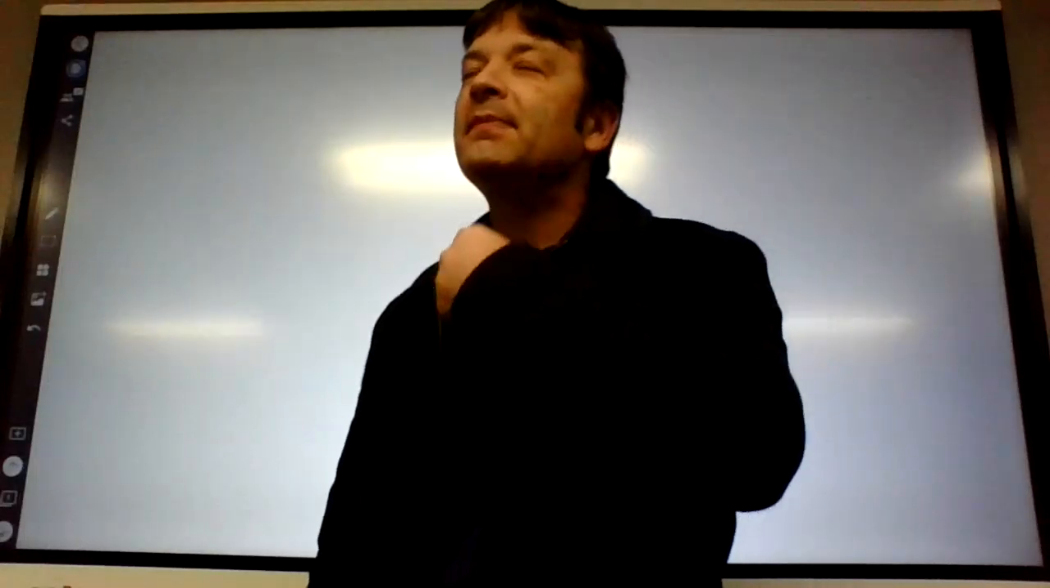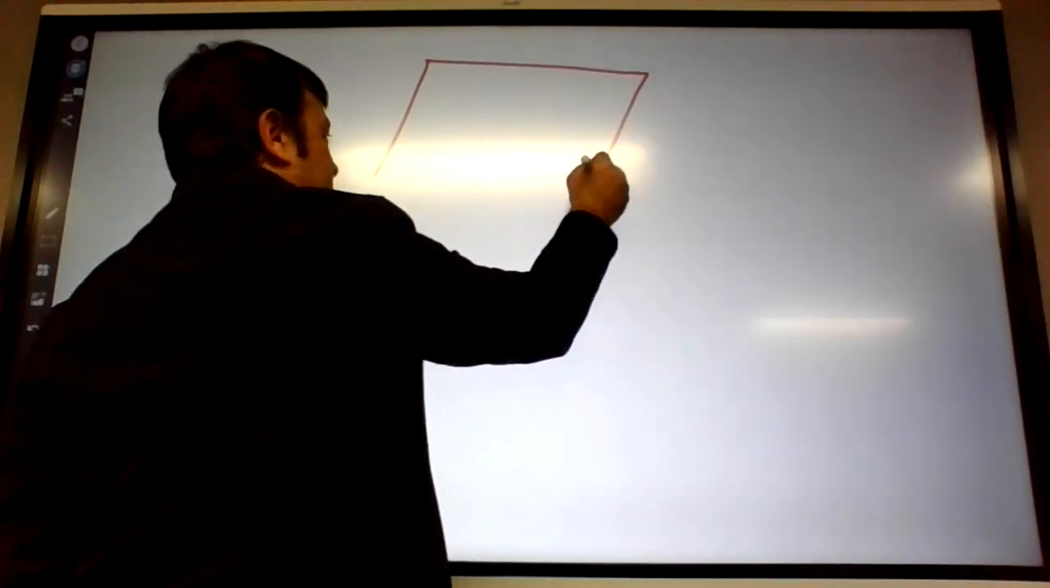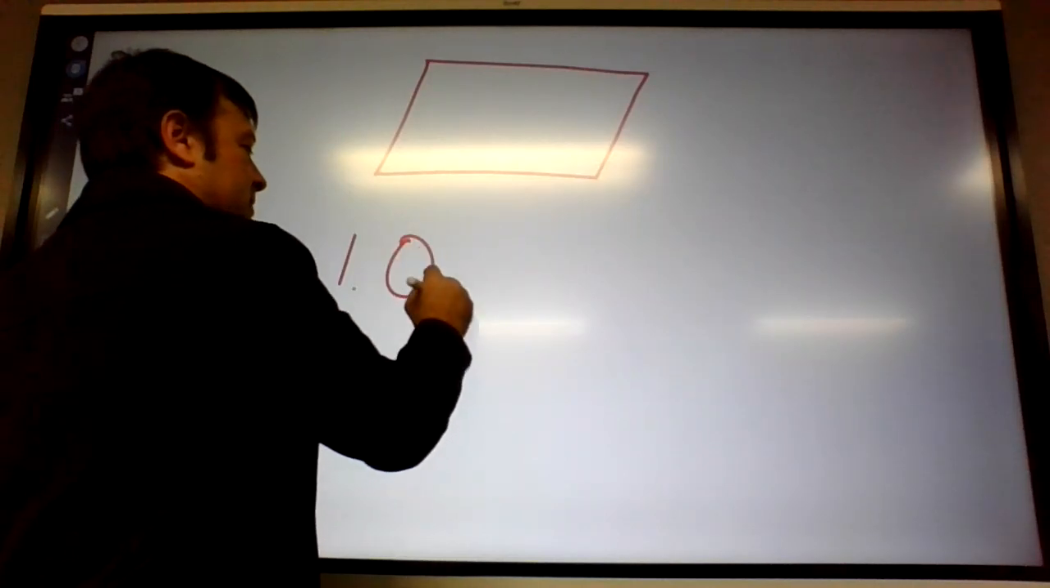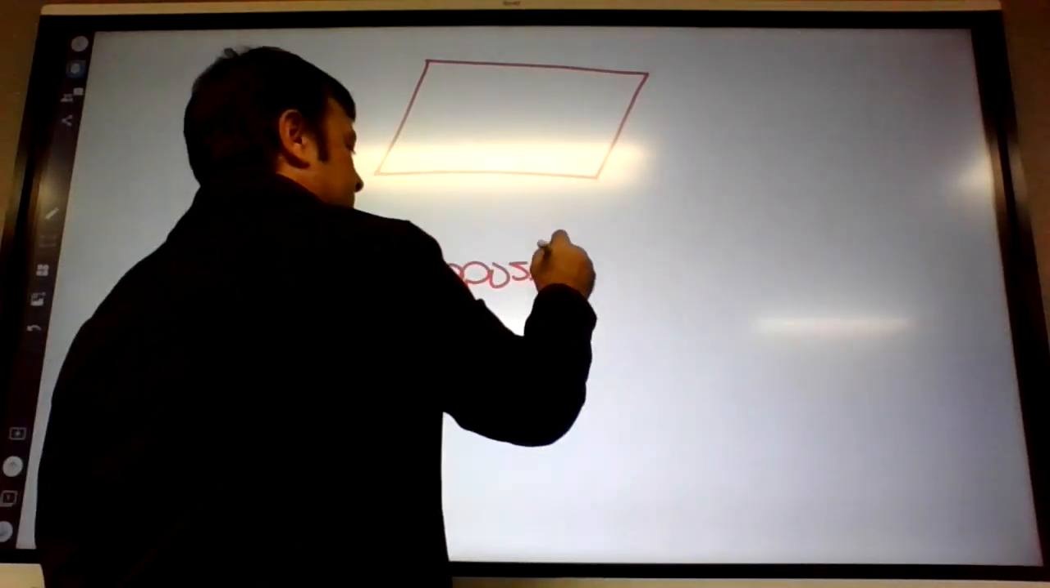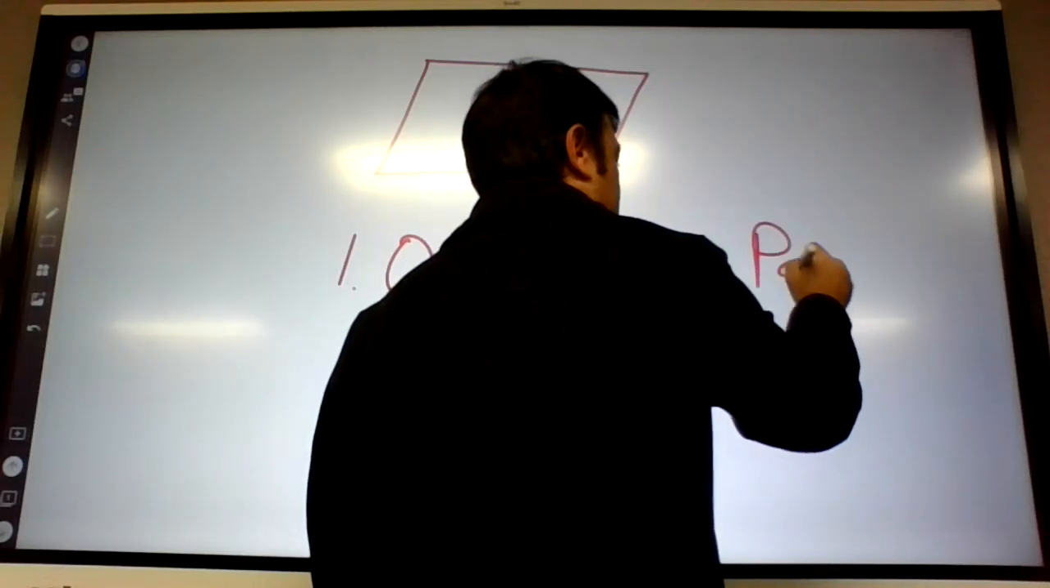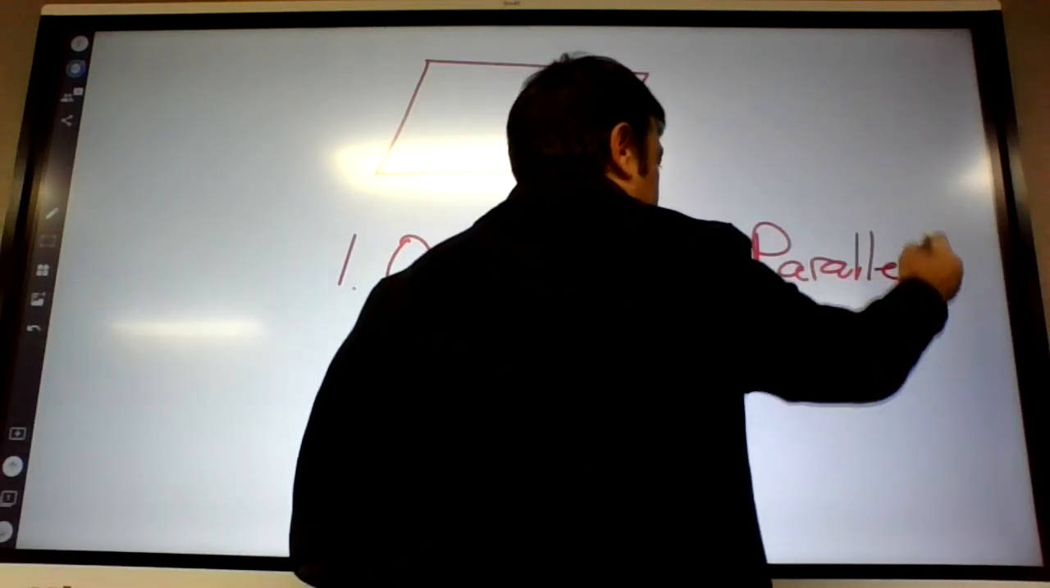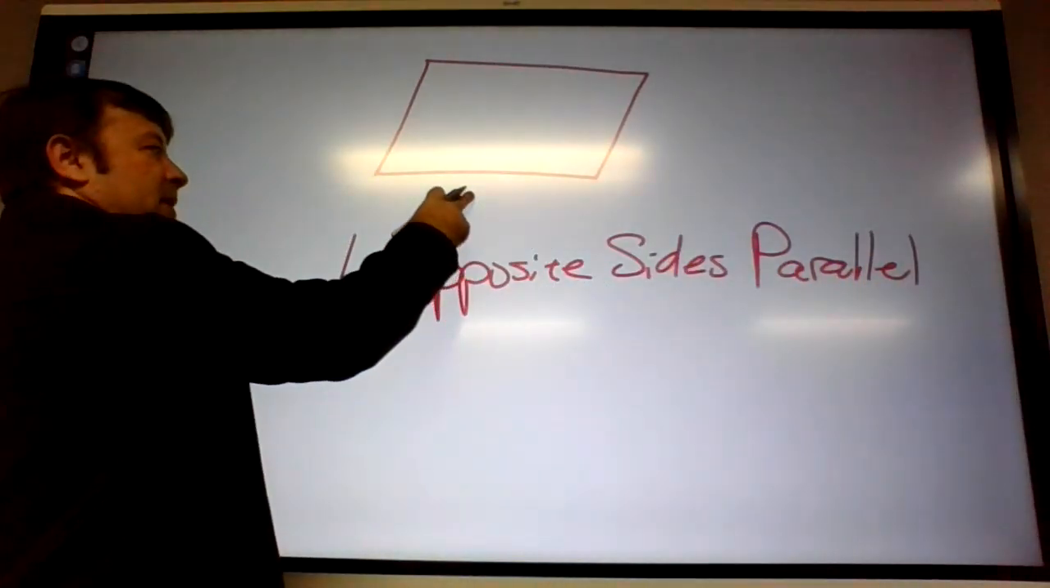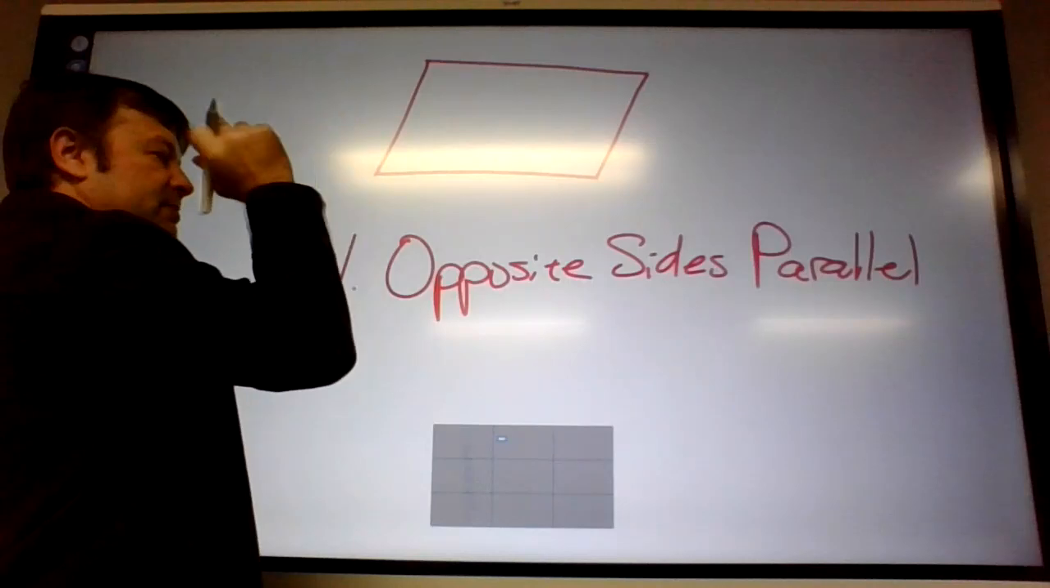Okay, so today we're talking about properties of parallelograms. And the first property of a parallelogram is basically the definition of a parallelogram. What makes a parallelogram a parallelogram? Opposite sides are parallel. Okay, so what does opposite mean?